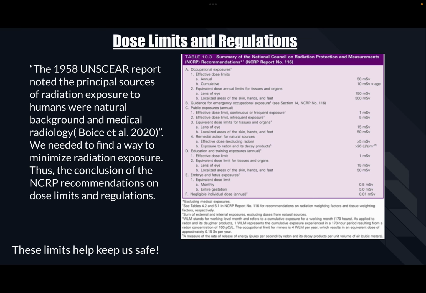Now onto dose limits and regulations. Let's start with the numbers. According to the NCRP, the annual occupational dose limit for whole body exposure is 50 millisieverts. For the general public, it's much lower, about 1 millisievert. Knowing your dose limits helps you stay within safe zones and protects from long-term health effects.